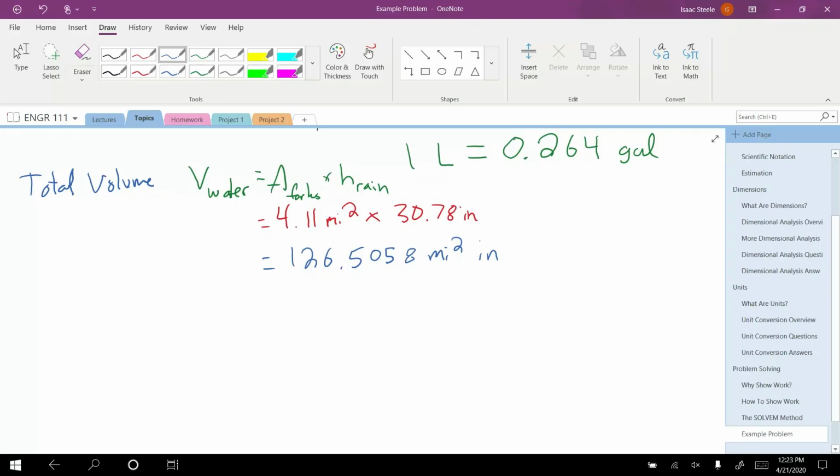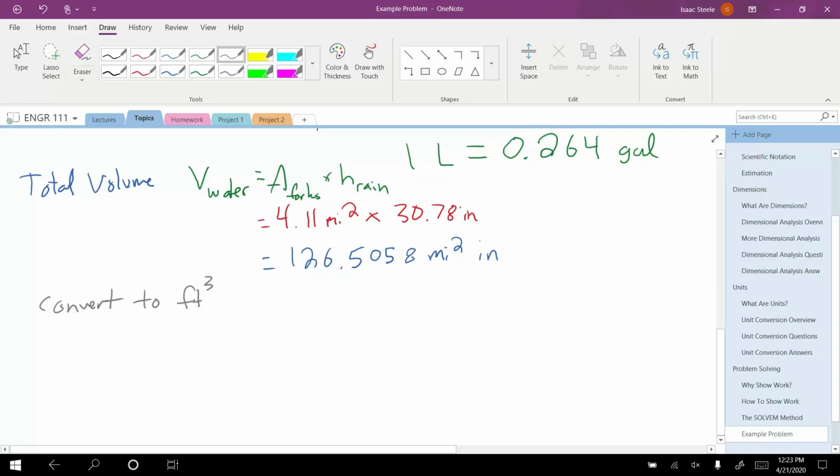I didn't convert miles to feet. I didn't convert inches to feet. You could have done that already, and then the answer would have been in feet cubed. What I've done so far is I just kept it the way that it was, and I have this really, really bad unit of miles squared inches. That really doesn't mean a whole lot to me, but what I'm going to do next is convert.